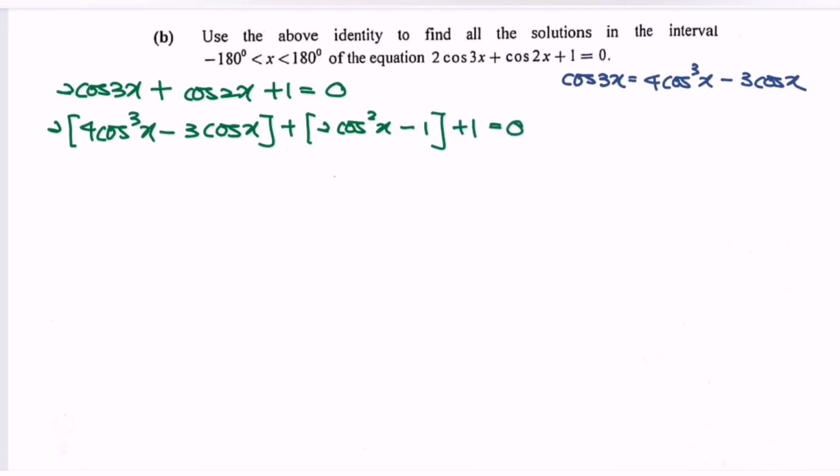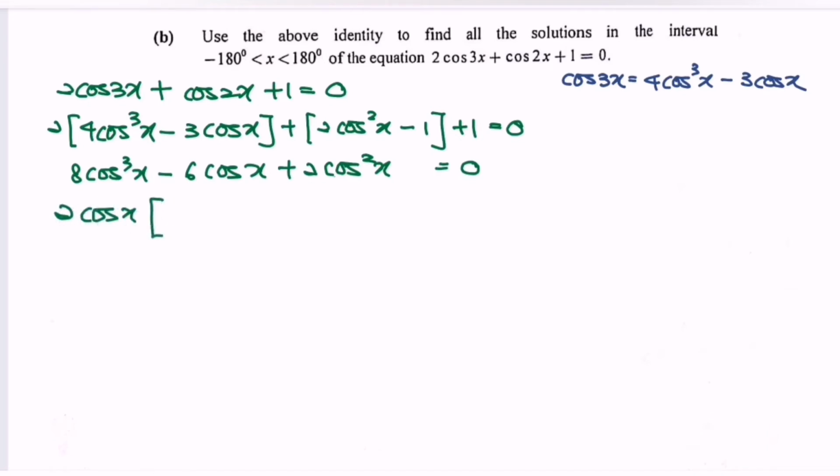Next is to expand and then simplify. So we will have 8 cos cube x minus 6 cos x plus 2 cos square x minus 1 and then plus 1. So we will obtain 0 equals 0. Next, my suggestion is to factor the 2 cos x. So in here we have 2 cos x. If we factor the expression, we will have 4 cos square x minus 3, and then we have plus cos x equals 0.